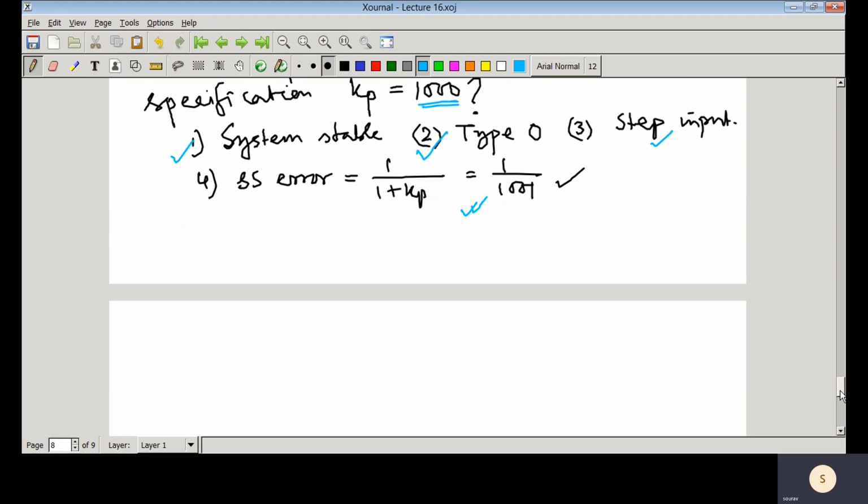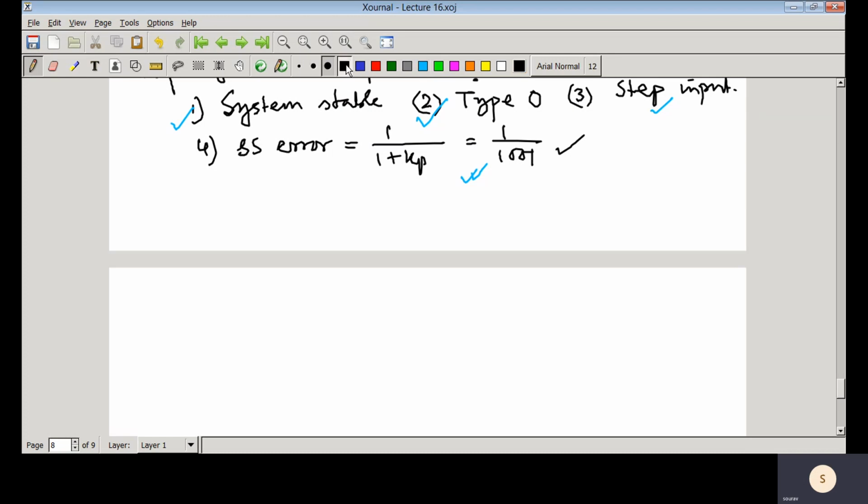Now this is the last one, what happens. So far we have discussed steady state error with unity feedback. Now what happens if it is non-unity feedback? Steady state error for non-unity feedback.